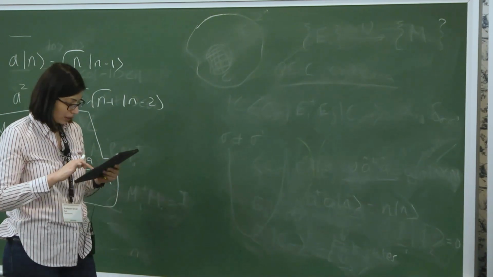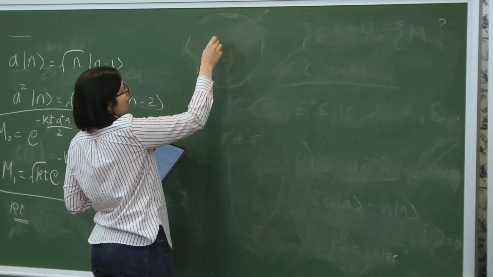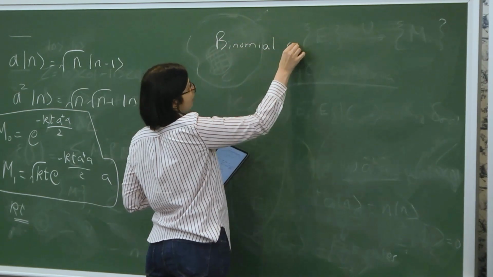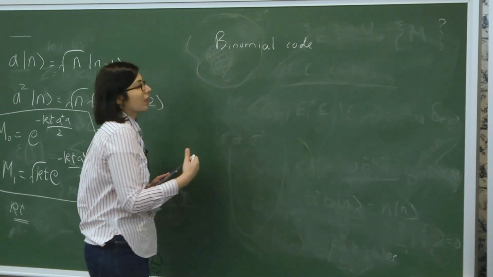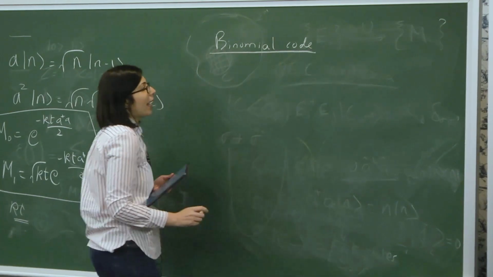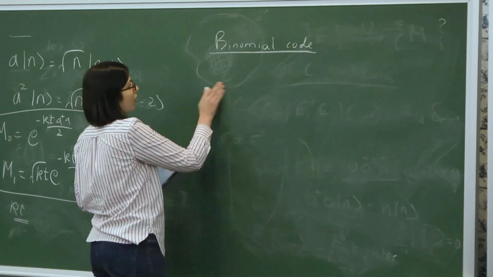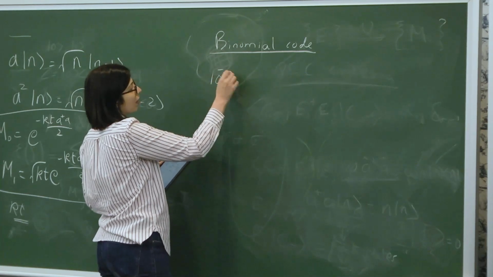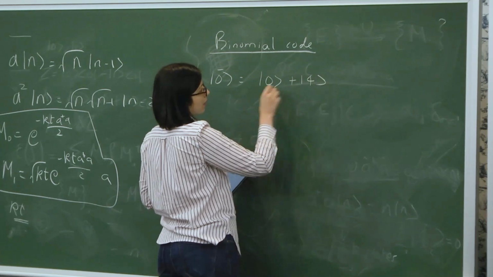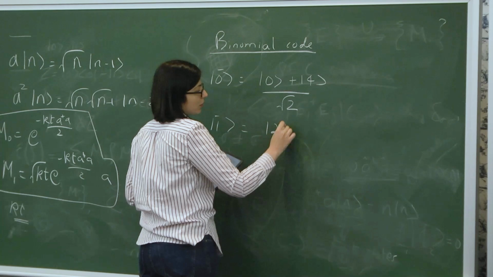So a simple code, which is the smallest of what we call a binomial code. There's a class of bosonic error correction codes which is called binomial codes. I'm going to show you an example of just the smallest binomial code, where the logical zero is given by a superposition of Fock state 0 plus Fock state 4 divided by square root of 2, and the logical one is just the Fock state 2.